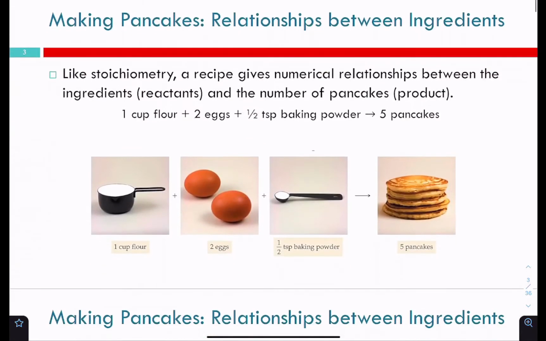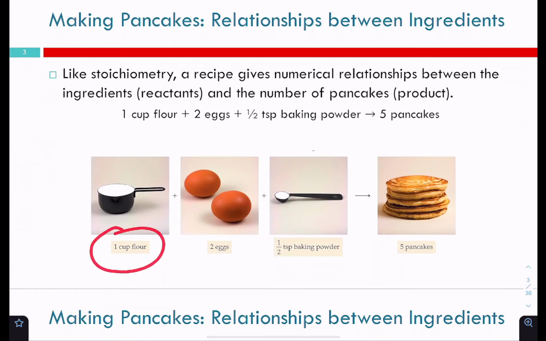So stoichiometry or chemical reactions are recipes, and your ingredients are the reactants, the things that you're making are the products, just like if you're making pancakes. And of course, this is a simplified recipe. It doesn't have oil or water or other things that you might need. But the idea is the same.